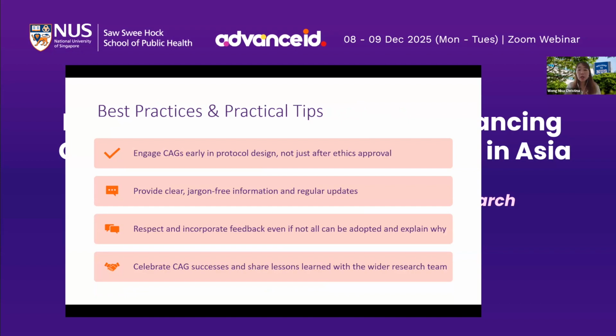First of all, early, honest, and ongoing engagement is best. Keeping communications clear, explaining your decisions or non-decisions, and recognizing CAG achievements is important, as these practices build trust and set the stage for collaborative, impactful research.